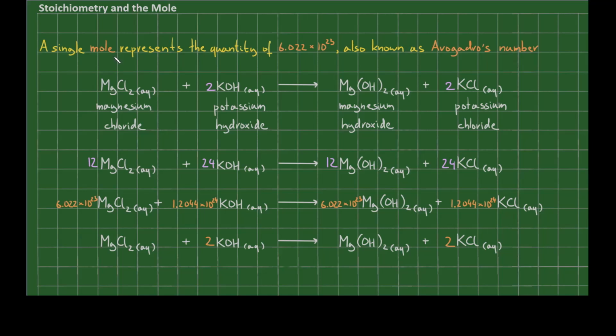For now, you need to get comfortable with two concepts. A mole represents 6.022 times 10 to the 23, and when we write balanced chemical reaction equations, in most cases, the coefficients that we write in front of the molecular formulas or the formula units represent the number of moles. The stoichiometric ratio is the same as the molar ratio.